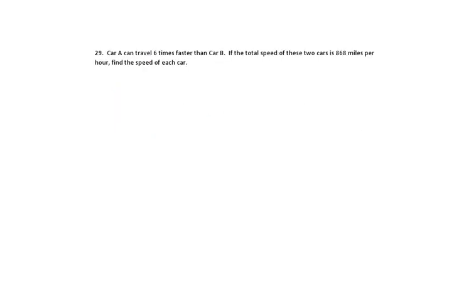Alright, 29 is a word problem. It says that car A can travel 6 times faster than car B. If the total speed of these cars is 868 miles per hour, find the speed of each car. So, we're going to have A plus B all equal to 868.